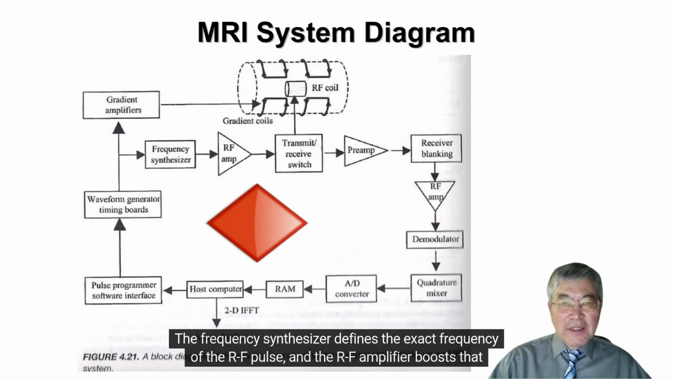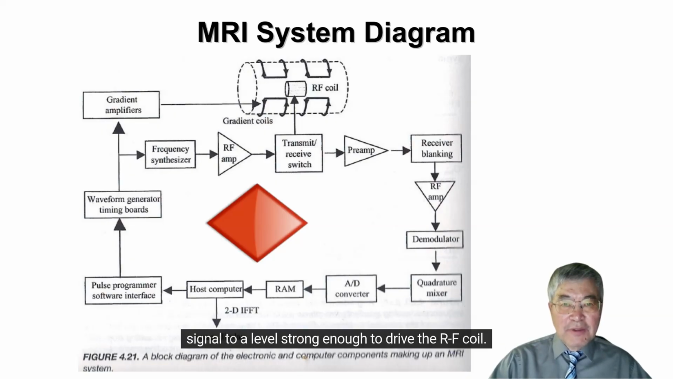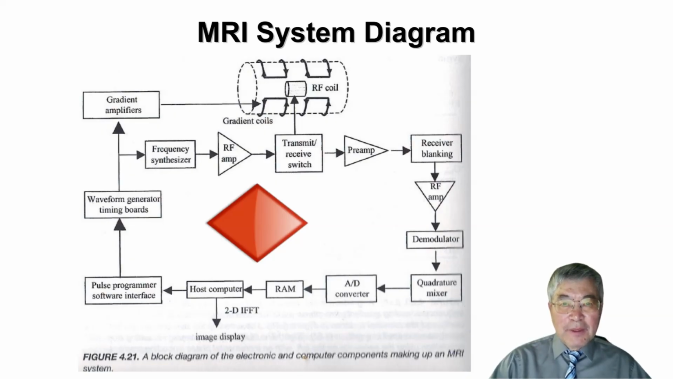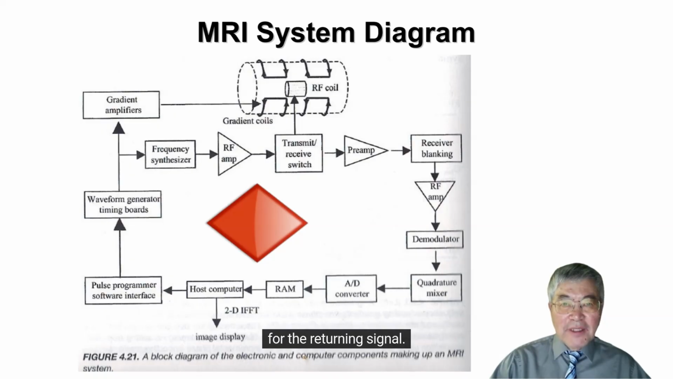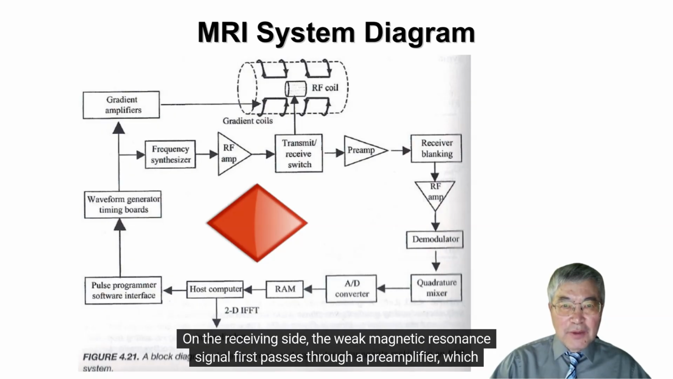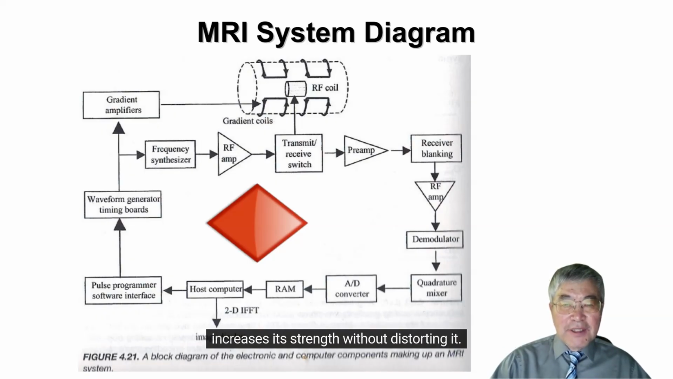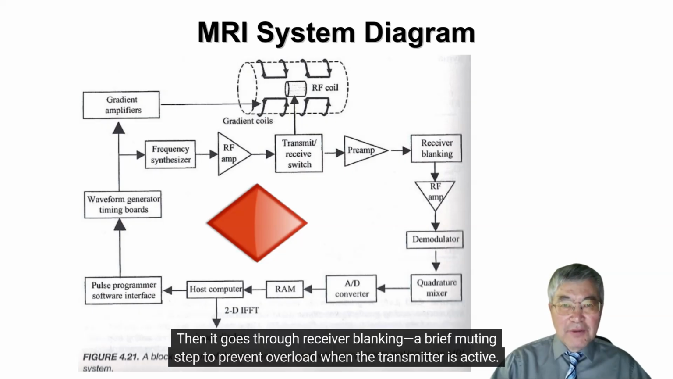The frequency synthesizer defines the exact frequency of the RF pulse, and the RF amplifier boosts that signal to a level strong enough to drive the RF coil. Through the transmit-receive switch, the system alternates between sending energy into the body and listening for the returning signal. On the receiving side, the weak magnetic resonance signal first passes through a preamplifier, which increases its strength without distorting it. Then it goes through receiver blanking, a brief muting step to prevent overload when the transmitter is active.